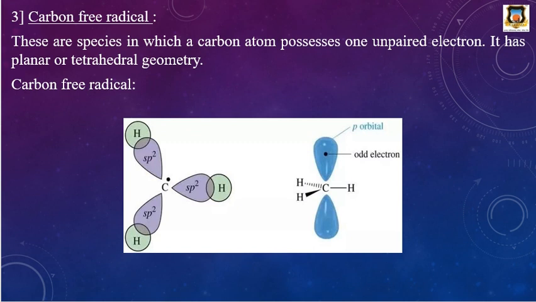Then next is the carbon free radical. These are species in which the carbon atom possesses one unpaired electron and it has planar geometry. This is carbon free radical, and this carbon possesses one unpaired electron, and this unpaired electron is present in the 2pz orbital, and this carbon atom is sp2 hybridized. This is the odd electron and it is present in the 2pz orbital of the carbon atom, and this 2pz orbital is perpendicular to the 3 sp2 hybrid orbitals of the carbon atom.